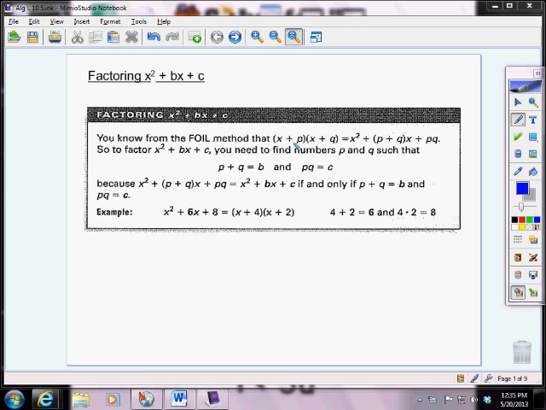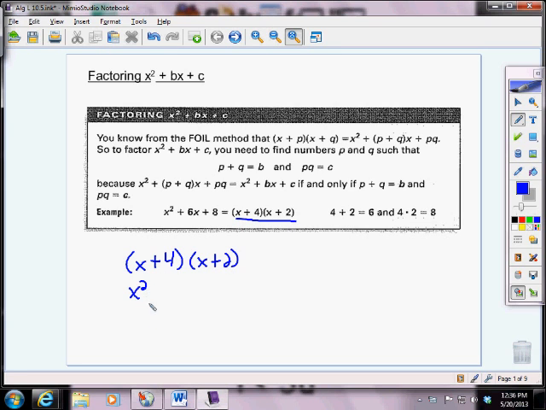Now it says you know from FOIL that, and it gives you all this information here. Basically, here's what it means. If I look at this example right here, x plus 4 times x plus 2. If I wanted to use FOIL, I'd go my first terms, x times x, which is x squared. My outside terms, which is 2x. My inside terms, which is 4x, not 8, 4x. And my last terms, which is 8. Now let's look at this just for a second. We know it's going to simplify down to this right here.